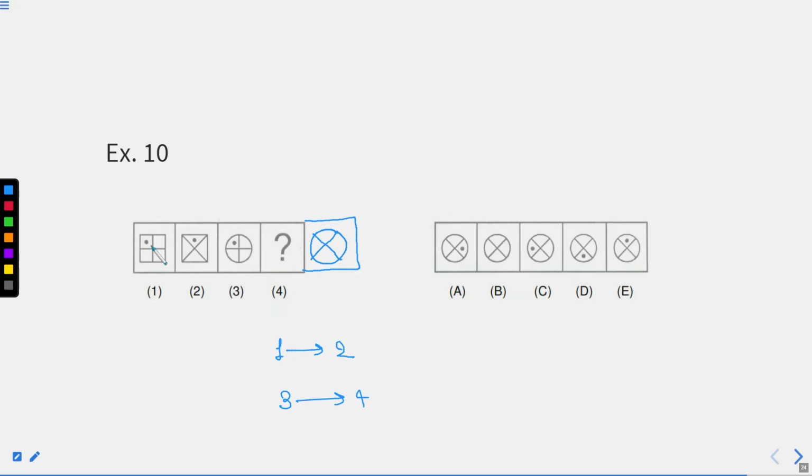Here the dot is in the second quadrant, it will appear at the top. Here the dot is in the second quadrant, it will appear at the top again. So which figure matches? Option number E, right? So I think there is no problem in solving these questions now. So the answer will be E. I hope this part is also clear, right?